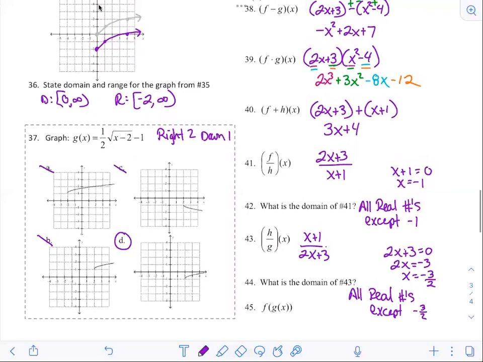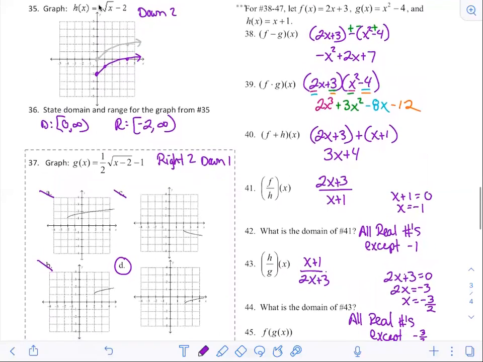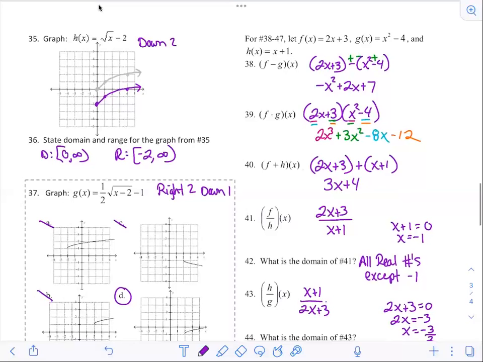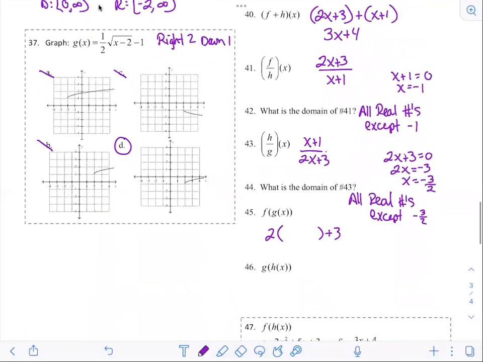And then the last one, we're plugging g into f. So we're going to take function g, and we're going to plug it into x here. So we've got 2x plus 3. And we're going to take x squared minus 4. We're going to plug it there. So now we can distribute 2x squared minus 8 plus 3, which gives us 2x squared minus 5.